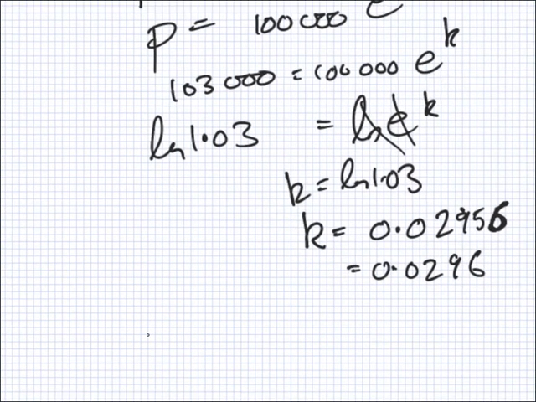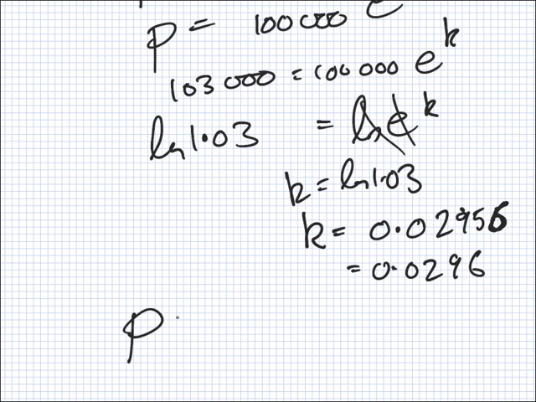Okay? So now you have P equals 100,000 e power 0.0296 t. Right. How many marks? 6. The person who wrote that exam was being very generous.